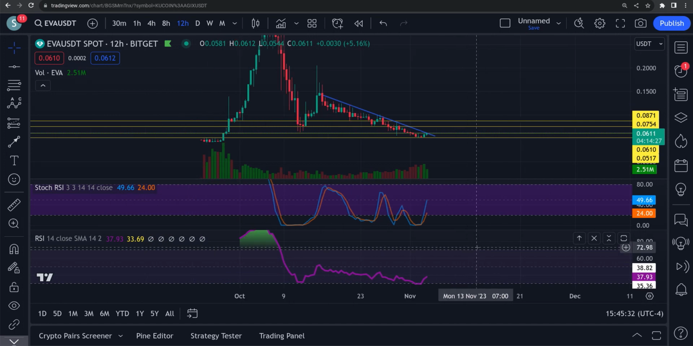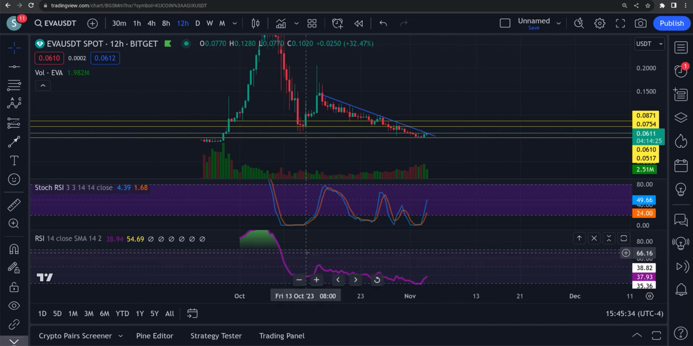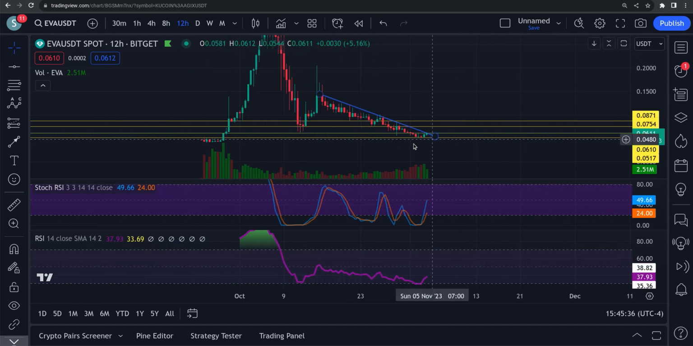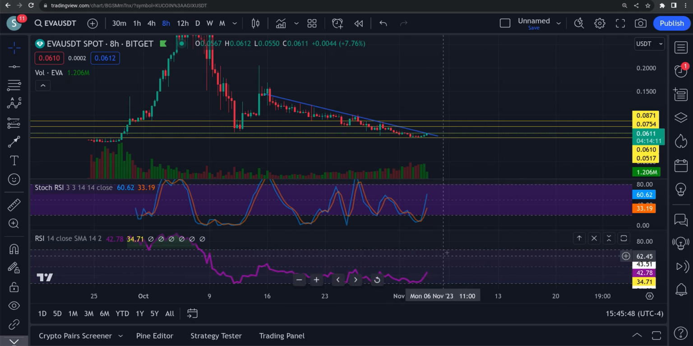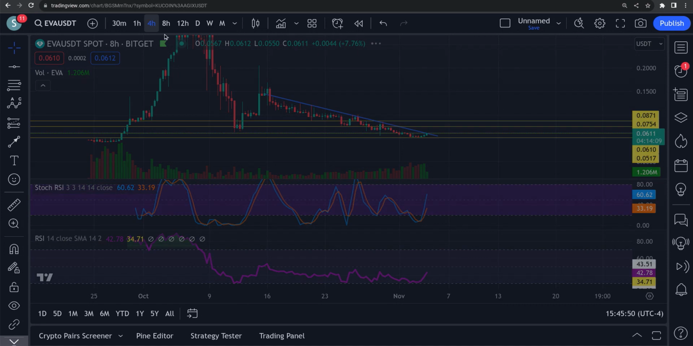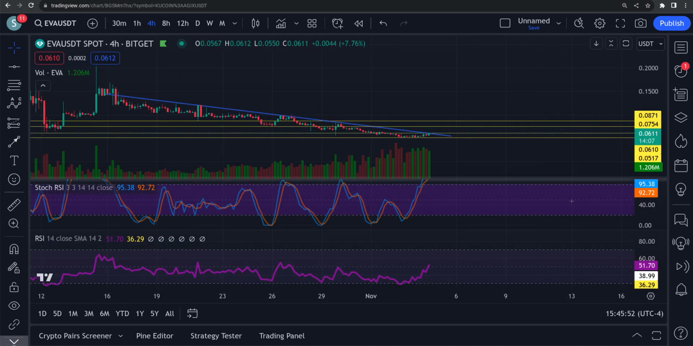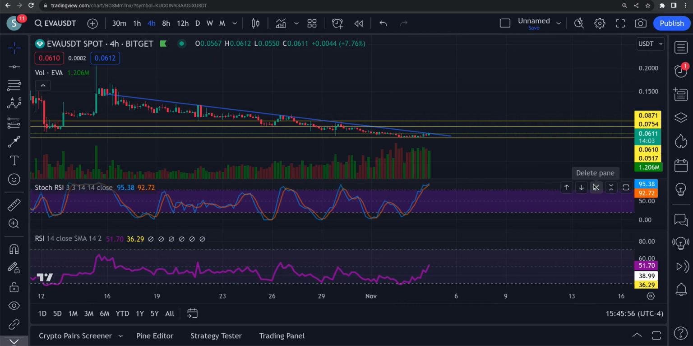We also, what do we got? Do we have any bullish divergence here? No. Close, but no. The 8-hour, same deal. Instead of 60 and 33, it's only at a 42 on the bottom down here. Lots of room to push up. The 4-hour is at a 95 and a 92, getting a little bit towards the top. It's only at a 51 down here on the bottom.